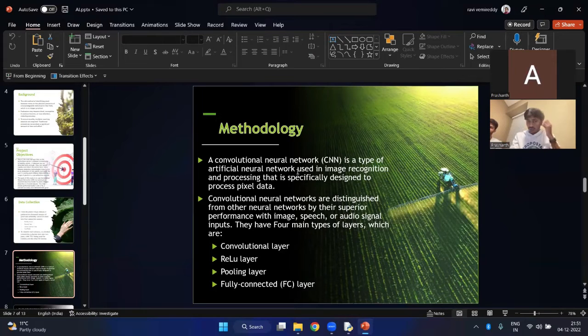So convolutional neural networks are distinguished from other neural networks by their superior performance with image, speech, or audio signal inputs. They have four main types of layers: the convolutional layer, the ReLU layer, which is a rectified linear unit layer, the pooling layer, and the last one is the fully connected layer.